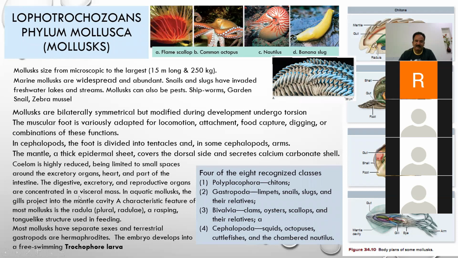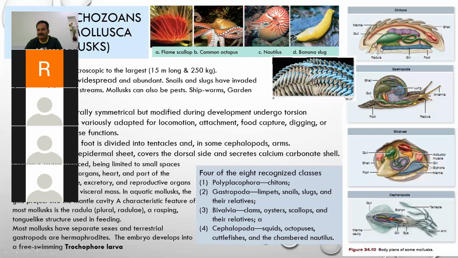Here is the visceral mass, and inside it the respiratory system, reproductive system, and digestive system are all present. Some mollusks have a radula. This tongue of the mollusk has sharp teeth-like structures. These teeth-like structures help to cut plant leaves and other organisms' bodies, which are used for food. So the radula is also a specialized structure present in mollusks.